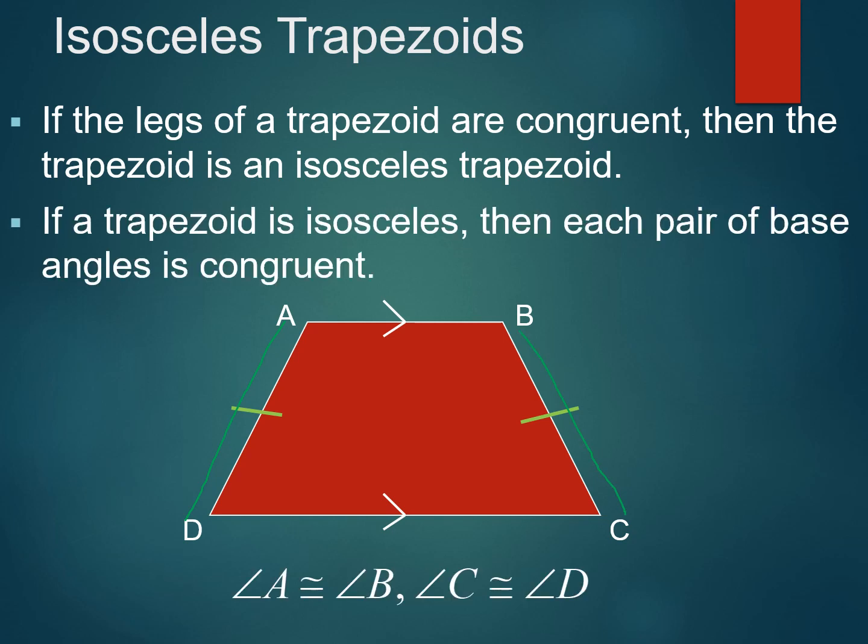Next, if a trapezoid is isosceles, then each pair of the base angles is congruent. So we have here angle A is congruent to angle B. This is for isosceles trapezoids only. Base angles are congruent. Angle A is congruent to angle B, and angle C is congruent to angle D. Again, this is applicable for isosceles trapezoids only.